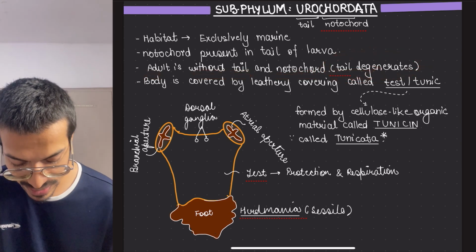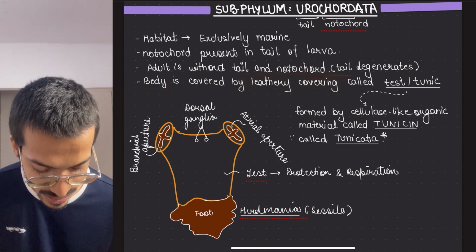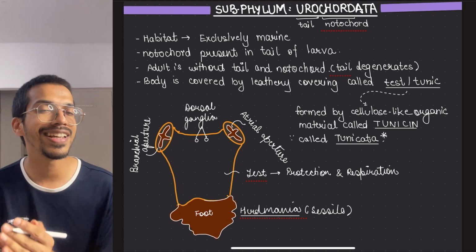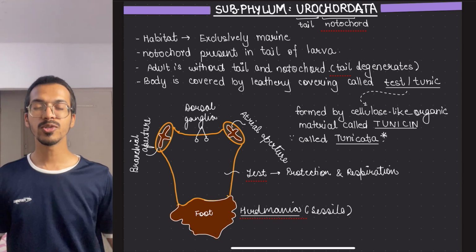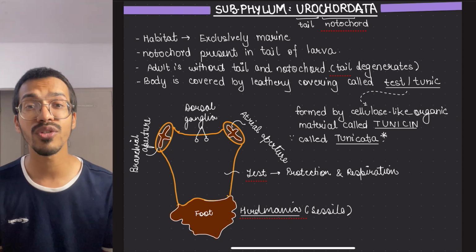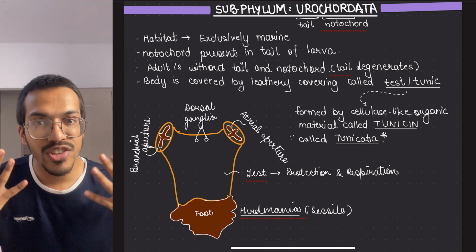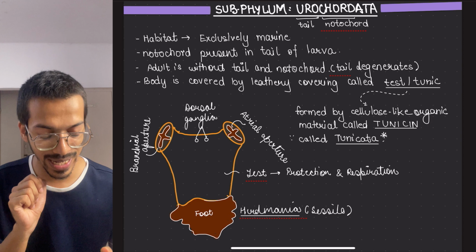Okay, then the body is covered by a leathery covering. Everyone see the leather, that is called the test or tunic. So the leathery covering is called what? Test or tunic. So imagine that this cloth is leathery. Like these days we Gen Z kids, if you have seen, wear leather jackets and pants also. So imagine that organism is all leathery. I will remember it like that.